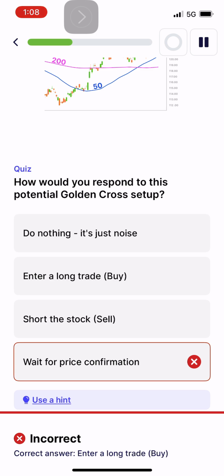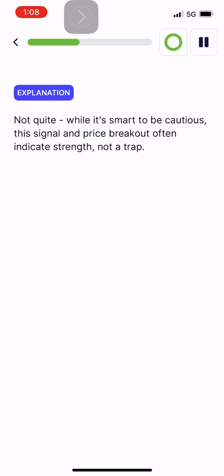No, the correct answer was enter a long trade, buy. Not quite. While it's smart to be cautious, this signal and price breakout often indicate strength, not a trap.